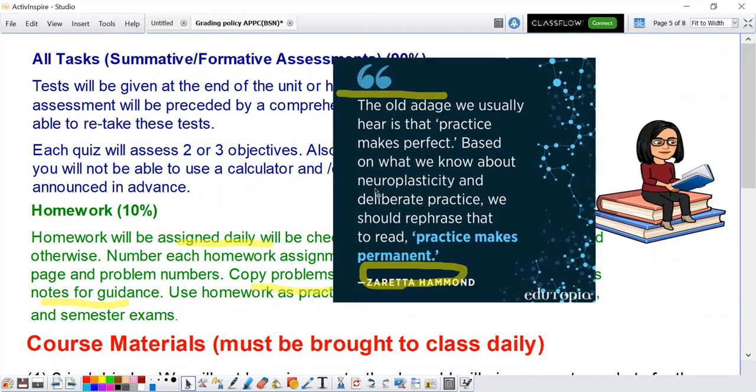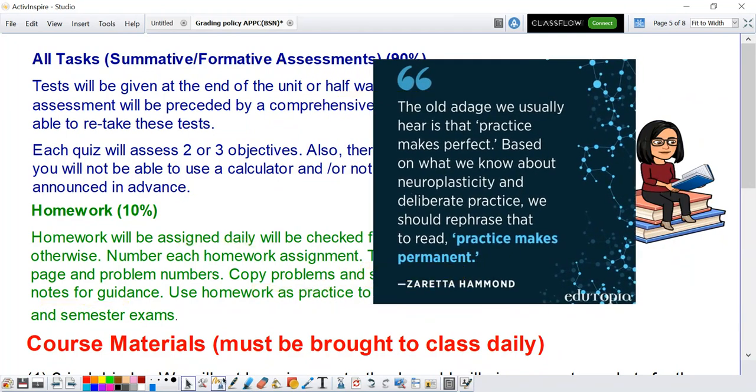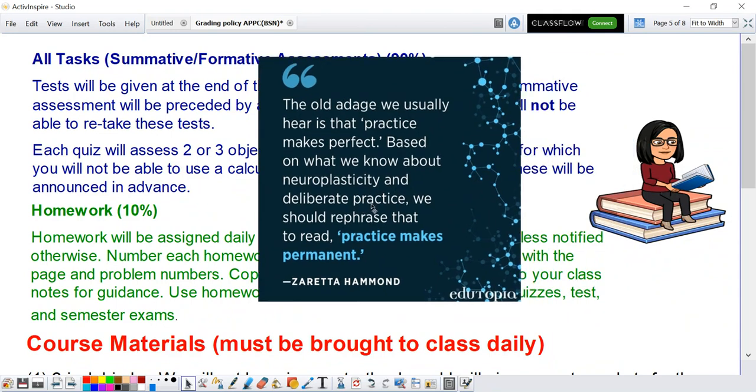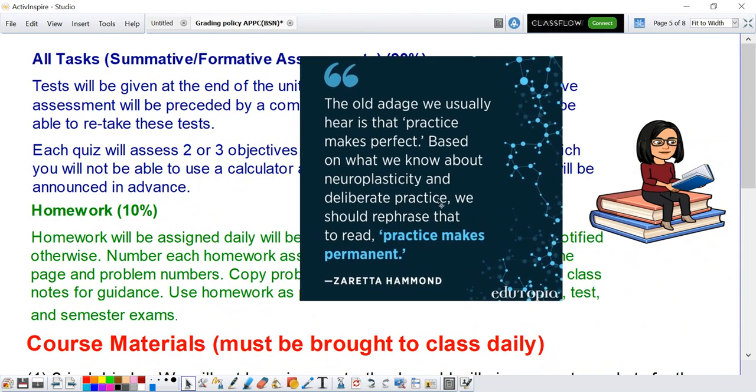What do we need? The old adage is that we usually hear that practice makes perfect. Based on what we know about neuroplasticity and deliberate practice, we should rephrase that: practice makes permanent. And that's what I usually tell students, that you should do so much practice that it becomes muscle memory. And you don't have to worry about that. You know all the facts all the time.